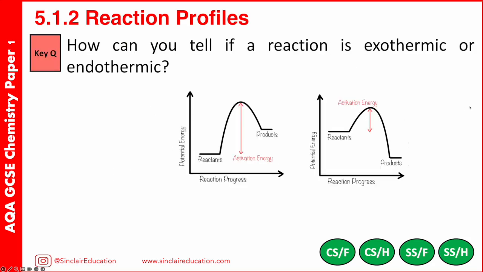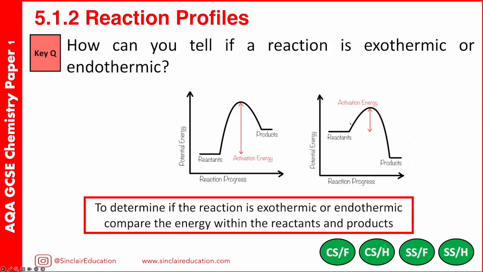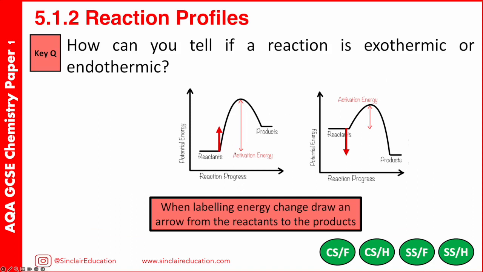By looking at these reaction profiles, we should be able to immediately identify if these are exothermic or endothermic. Endothermic should increase, while an exothermic should decrease. So when we're drawing our activation energy, we go from the reactant line up to the top of the hump. While we're looking at our energy change, we're going to go from the reactant line to the product.